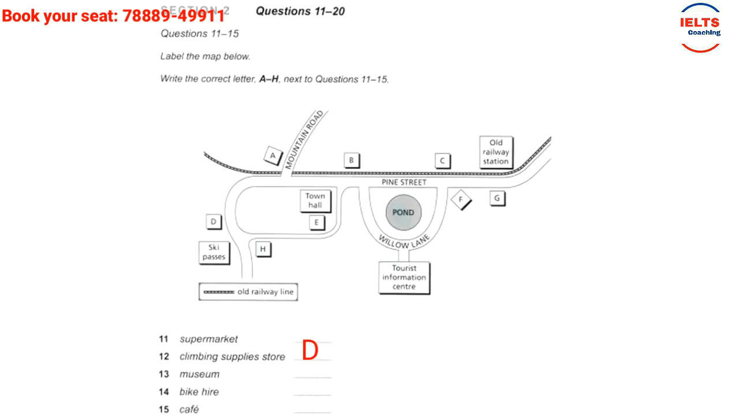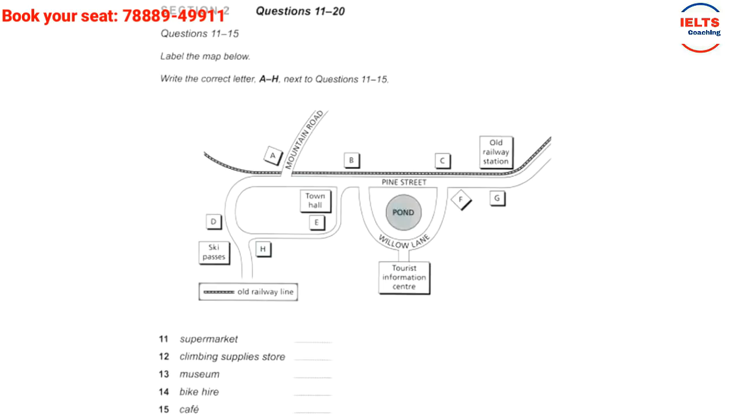In fact, she said that if you reach ski passes, a small building, that means you need to come back to the block D. Let's go ahead and look for answer 13, that is museum.